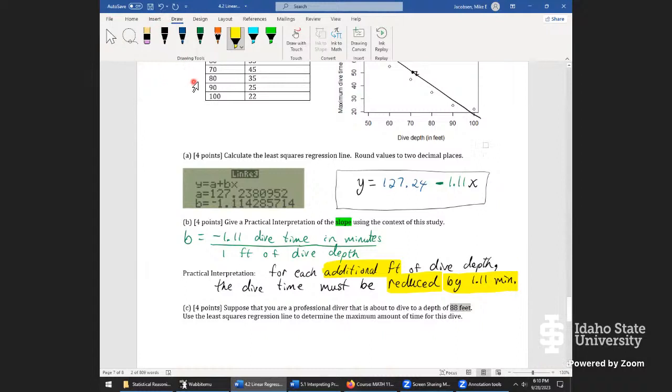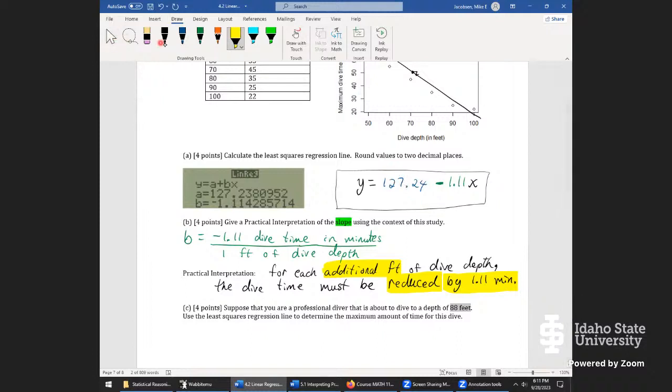Looking at the table, at 80 feet, it's 35 minutes. At 90 feet, it's 25 minutes. So I think a lot of people would just set their dive timer to 25 minutes. That's the safer bet. But if you're a professional diver trying to get a job done, you probably need to tune your dive timer to the exact amount you should have it set to at 88 feet. We can do that with this equation right here.